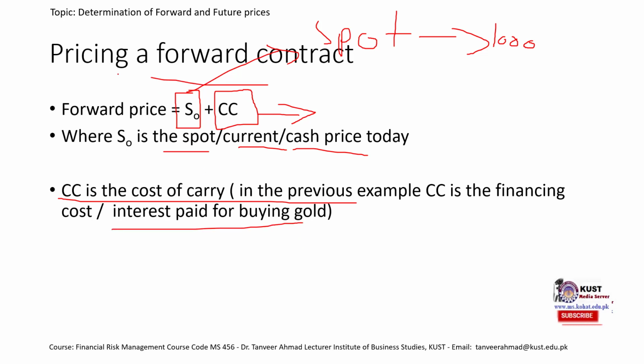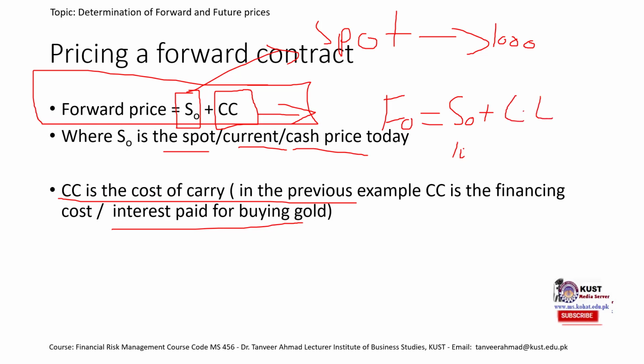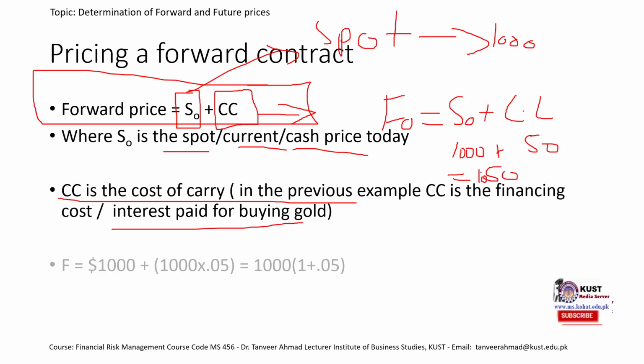So if we look at this formula, what it is simply saying is that the forward price should be equal to the spot price plus the cost of carry. In this case the spot price was 1000 and the cost of carry was 50. So that means that at a forward price of 1050, there wouldn't be any arbitrage opportunity. This is what I have just calculated here.